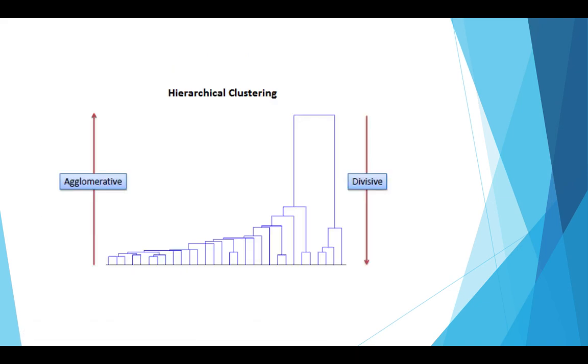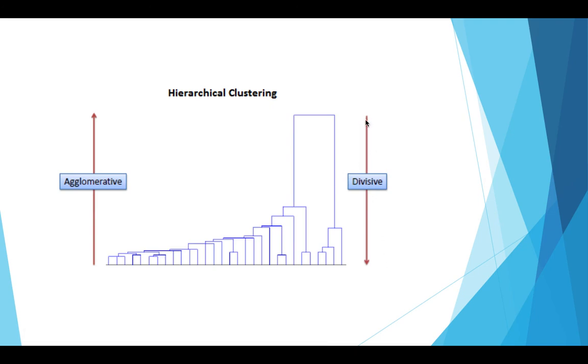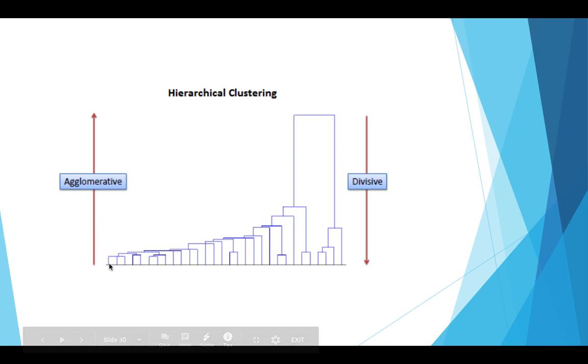So this is the agglomerative and divisive diagram. Agglomerative is a bottom-up approach and divisive is a top-down approach. It is very clear from this diagram that in divisive you come down from one cluster to multiple clusters, and in agglomerative from multiple clusters to one cluster.